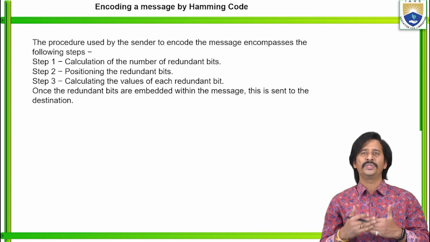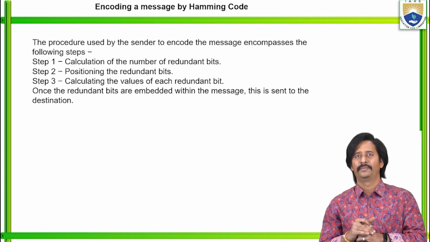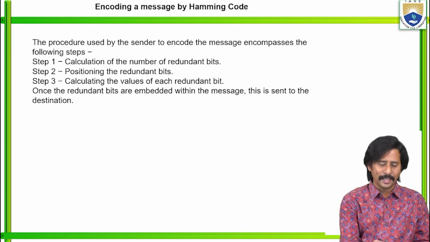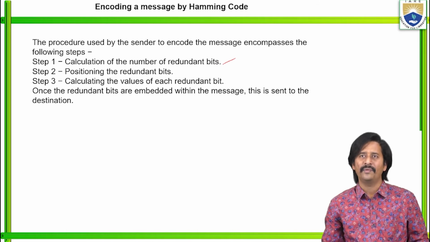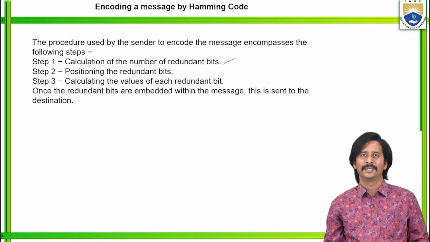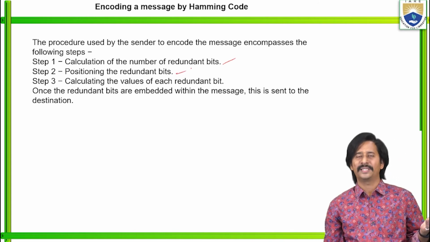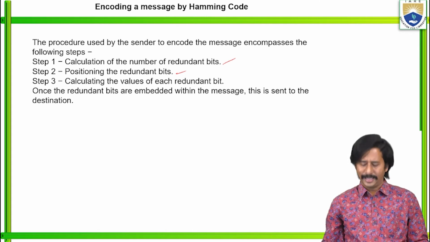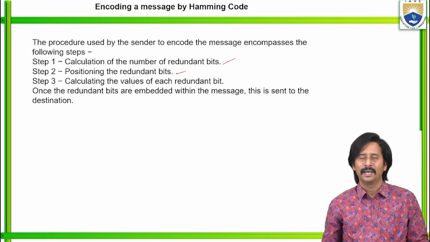So what is the procedure used by the sender to encode the message, which is broadly classified into 3 steps. Step 1 is calculation of number of redundant bits. Step 2 is positioning the redundant bits. So we know that is the basic concept of error correction, right? Where we need to find out those particular bits and what is the location of those particular bits.